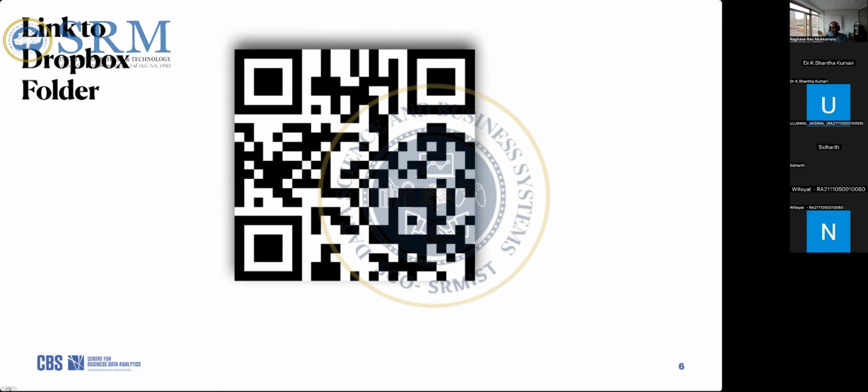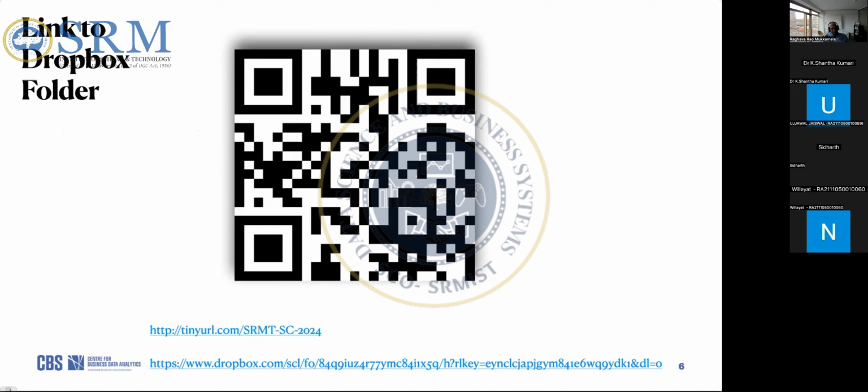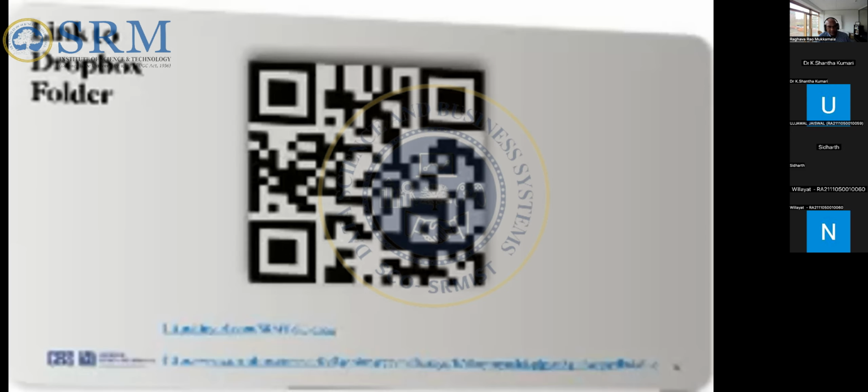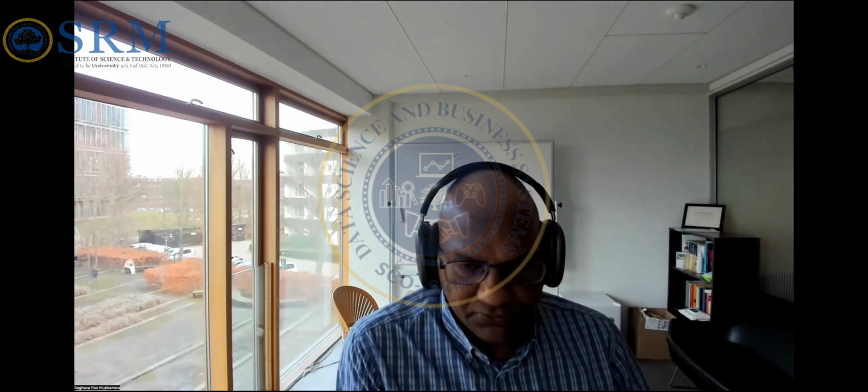I have created a Dropbox folder. This is the QR code to the Dropbox folder, where I will keep the slides, the video recordings of the lectures, and the reading materials. Let me go to this link. And if you are a fan of tiny URLs, I also created a tiny URL. Let me reshare it, and I will show you how the structure is.